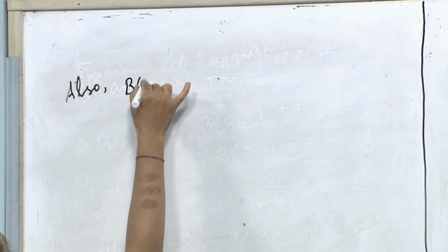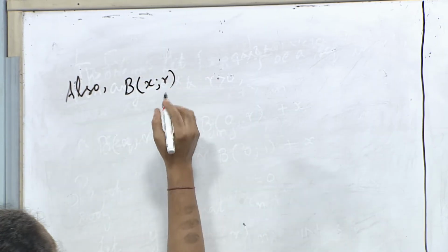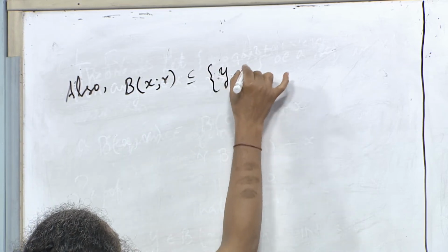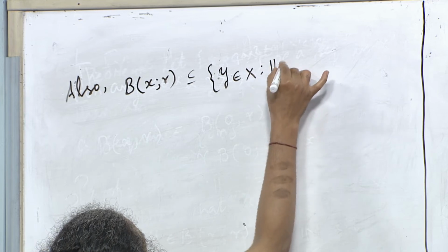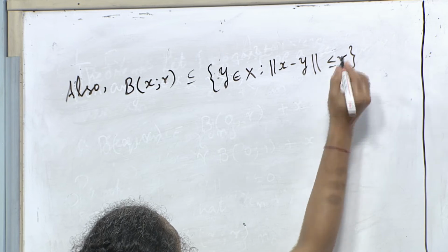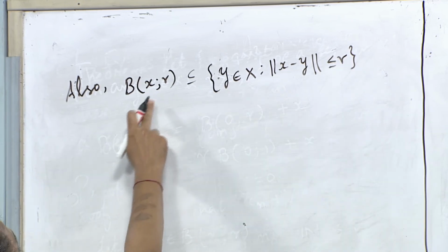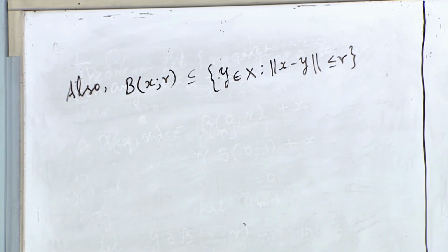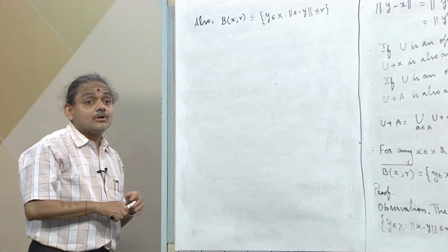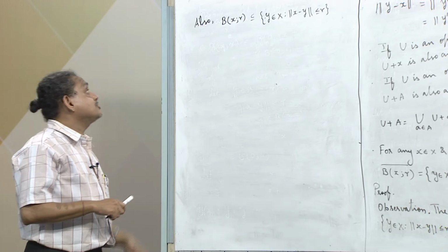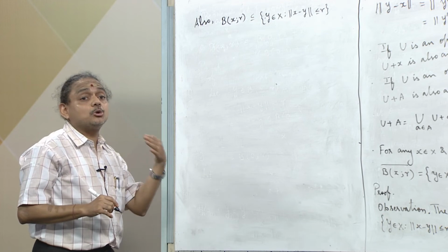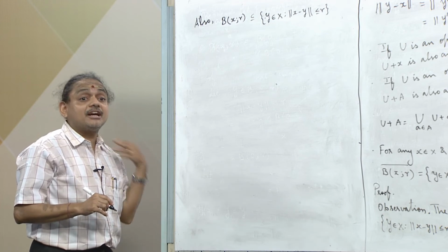The ball with center at x and radius r is contained in this set, because in one you have less than or equal to, and in the other set you have a strict less than, therefore the containment. The property of the closure is that it is the smallest closed set containing that set. If you have a set A, then A closure is the smallest closed set containing A.